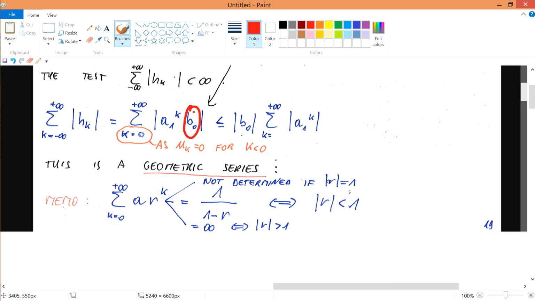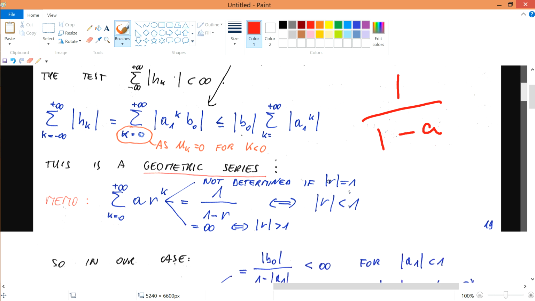I simply factorize out the b0, because b0 is just a constant, while a1^k is changing. So think about this thing over here. This is your geometric series, as shown over here. So your a1^k sum can be rewritten as 1 over 1 minus a1. Yeah, 1 minus a1.